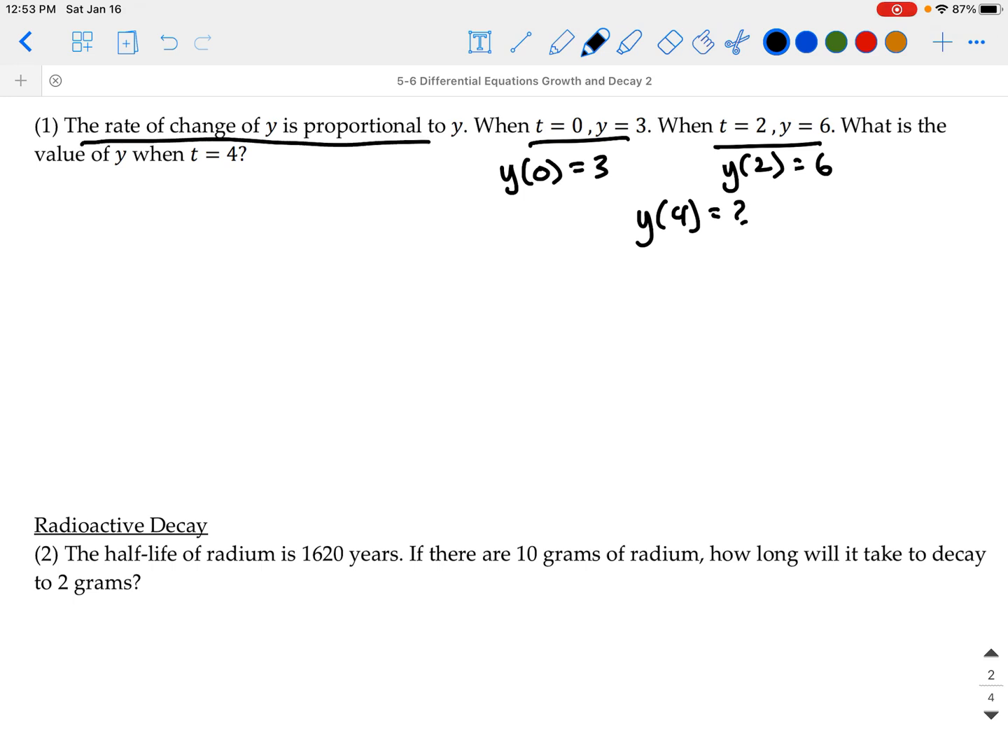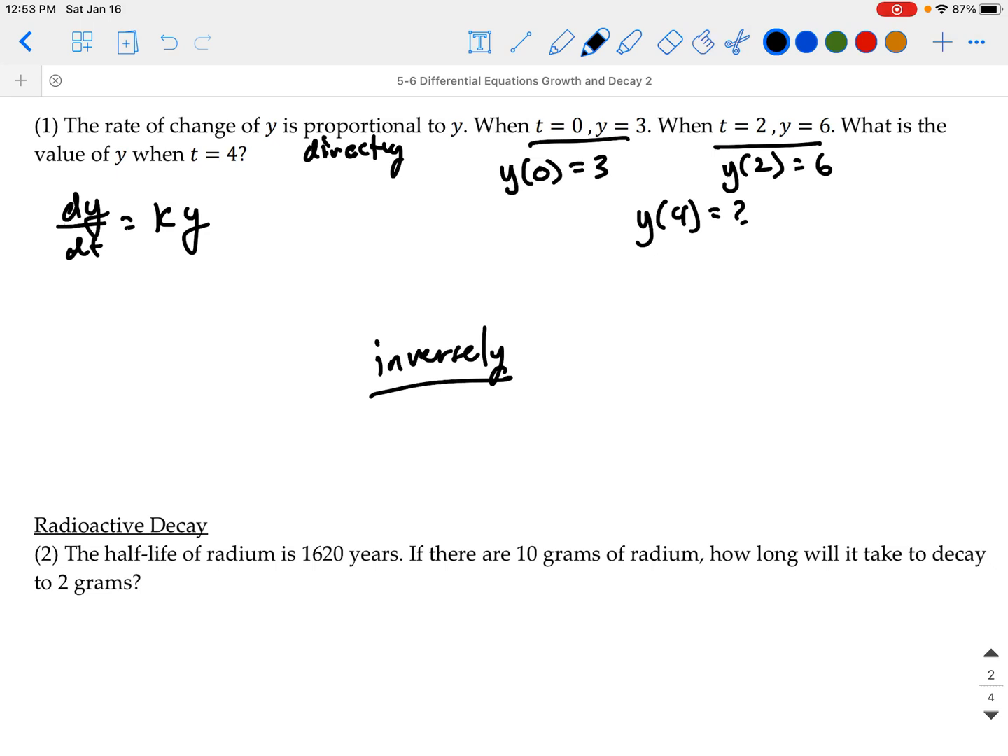So we know that the rate of change of y is proportional to y. So that means that dy/dt is equal to k times y. And when we say proportional, we mean directly proportional. There is another type of proportionality where we would say inversely proportional, and in that case you would get k divided by y. So in other words, the rate of change changes with the inverse, the reciprocal value of the function times a constant. Okay, but for growth and decay models, it will be directly proportional.